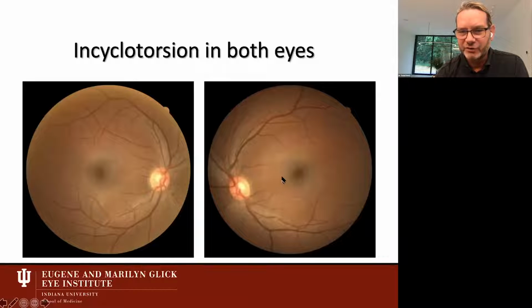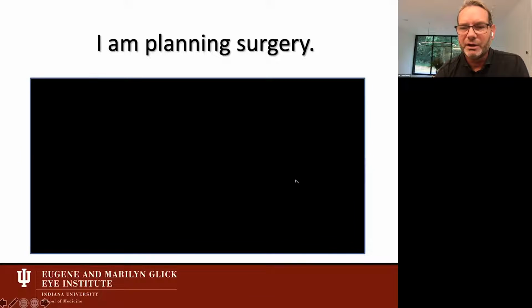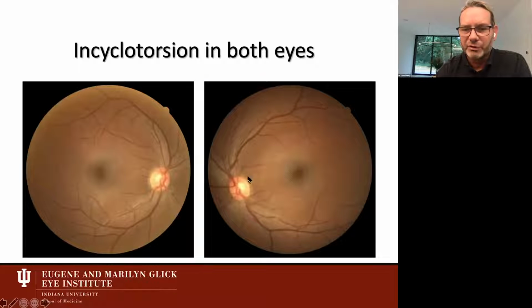The fovea, if you extend a line from the top of the optic nerve, is actually above the border of the optic nerve. So we have some significant excyclotorsion present in this patient.